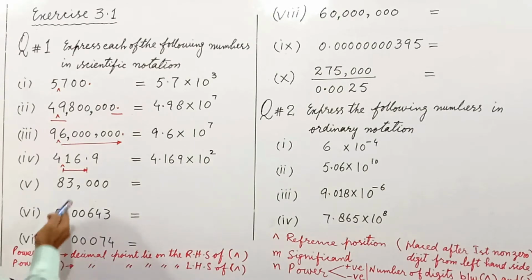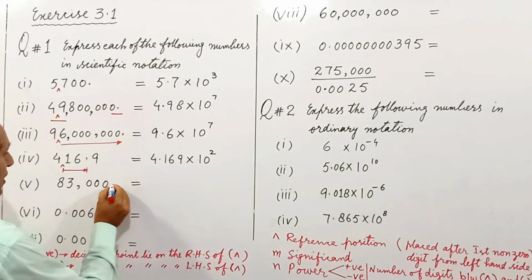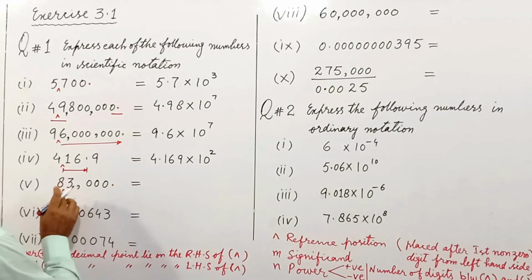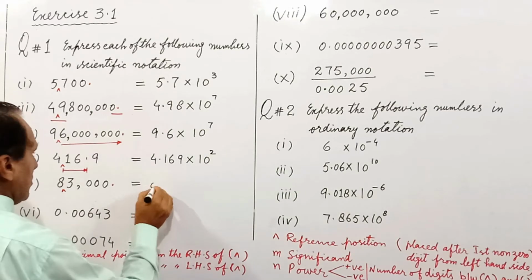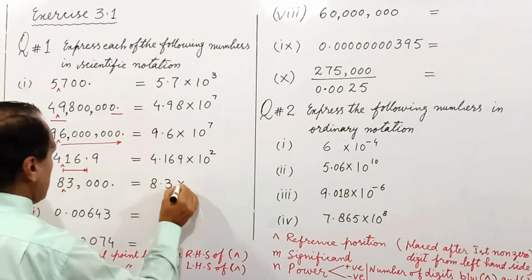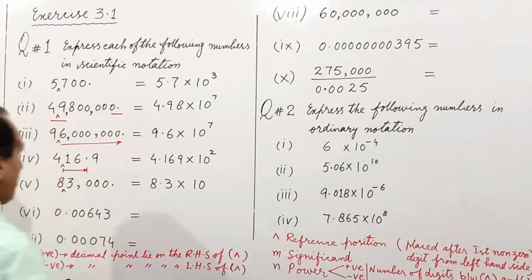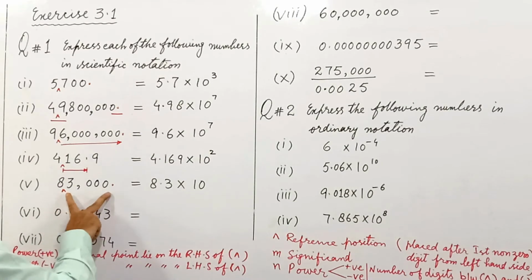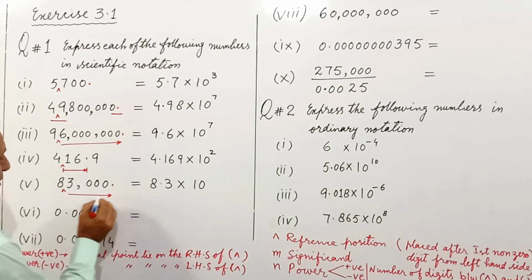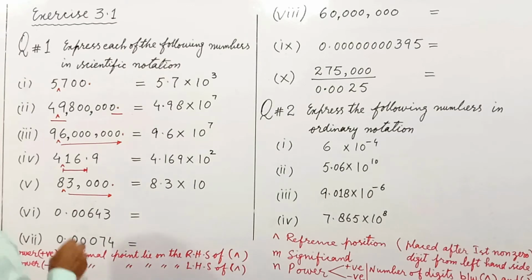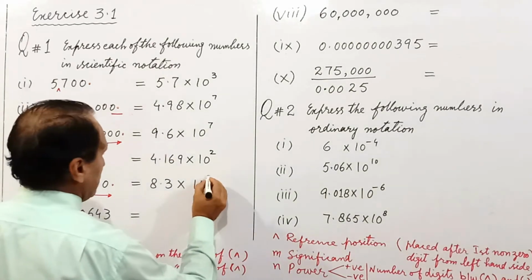Now we do the same procedure for part 5. We place the reference position between 8 and 3 to write the significand, which will be 8.3 times 10 raised to power n, and the power is determined by the number of digits lying between the decimal point and reference position, and that is 1, 2, 3, 4. As the decimal point lies on the right hand side of the reference position, the power will be plus 4.